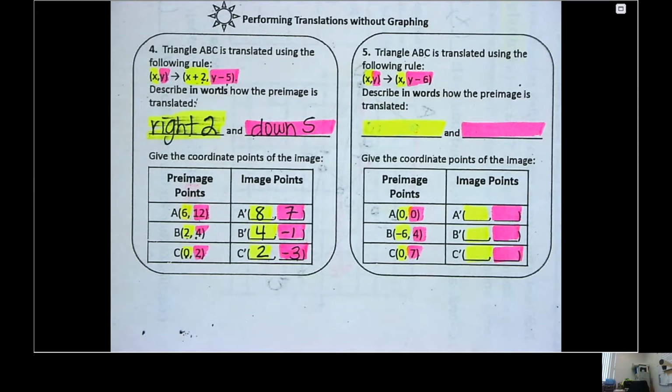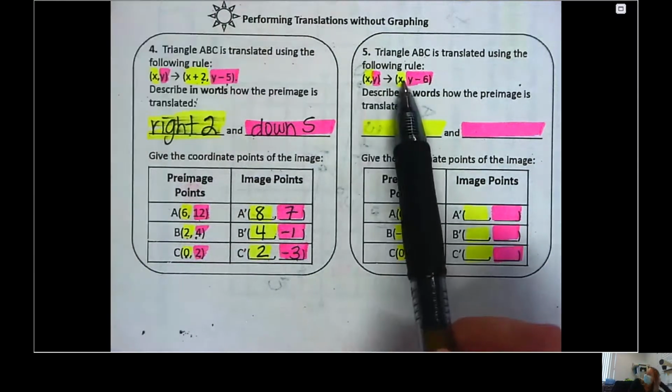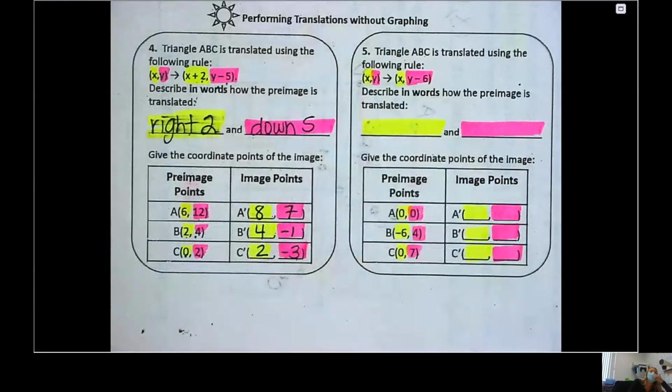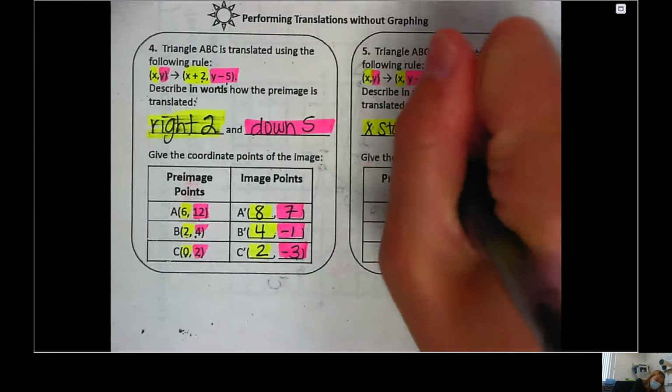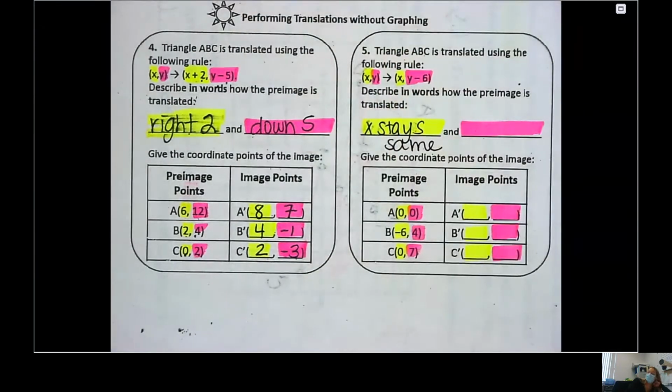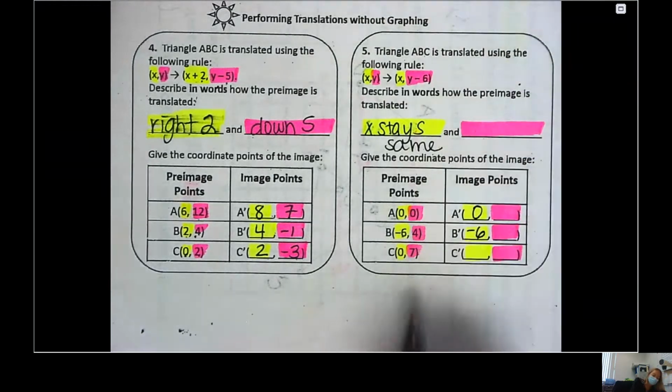All right. So first thing we're going to do is describe in words what's happening. If you look at your x's, it goes from x to x. What does that mean? Nothing happens. There's no change. So you can either write no change, write 0, or you can put x stays the same. Any of those are fine. So none of my x's should change. So I'm just going to literally copy them. From 0, it should stay 0. -6 stays -6. And 0 stays 0. None of those change. That was easy.